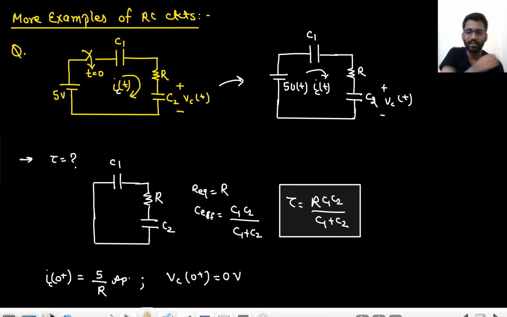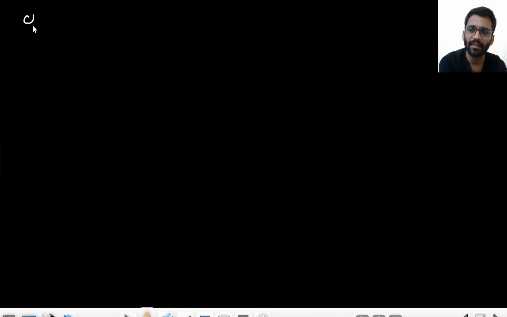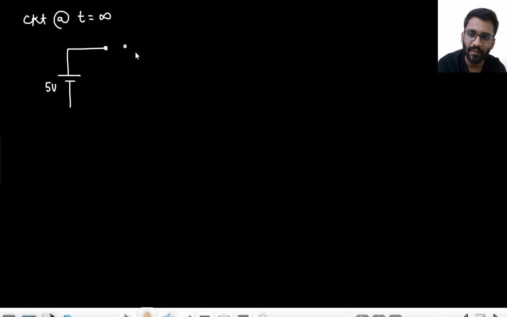Okay. Now the thing is, circuit at t equals infinity. This is an interesting point now. Circuit at t equals infinity: 5 volt here. C1 will be open circuited. C2 will also be open circuited. C1, C2.